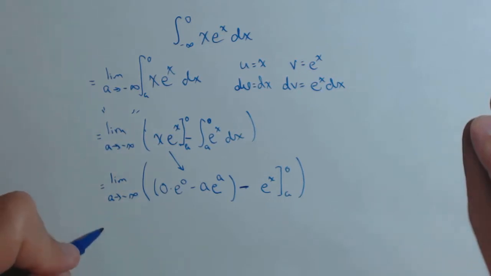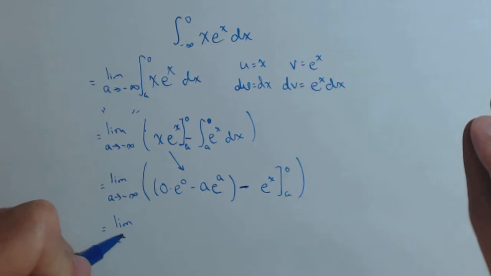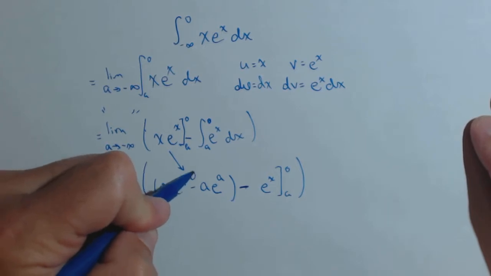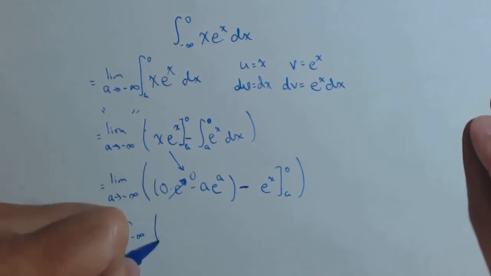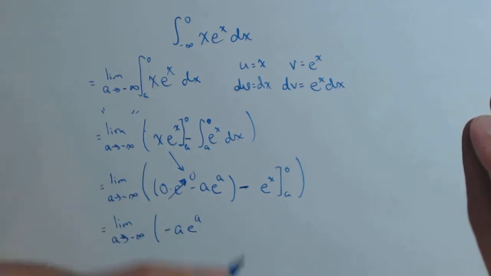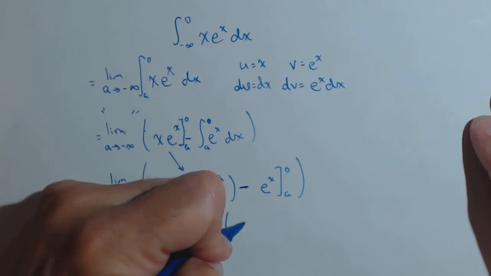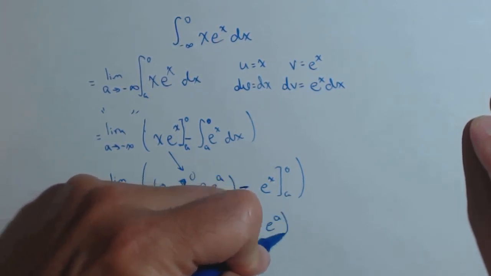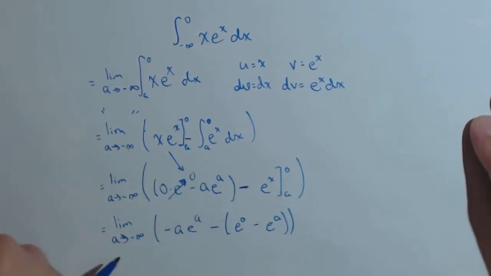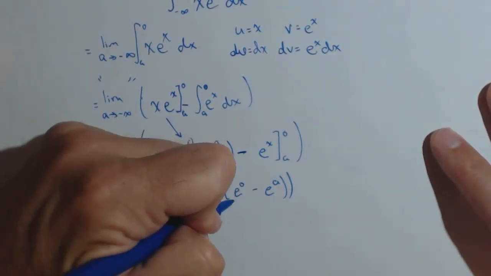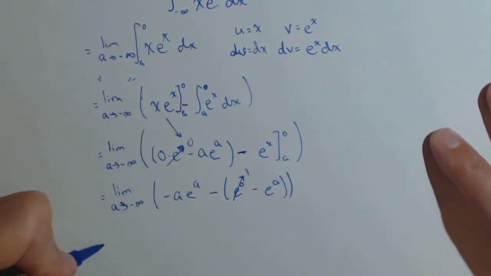So we're done taking antiderivatives, but we do have to put this thing back together and then take our limit. Limit as a goes to negative infinity. This part here, obviously 0 times e to the 0 is just 0. So we have negative a e to the a minus e to the 0 minus e to the a. Okay, let's see what all we can figure out. e to the 0 is 1, not 0, so be careful in there.